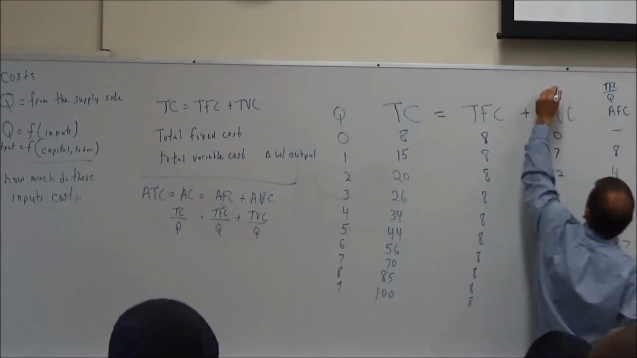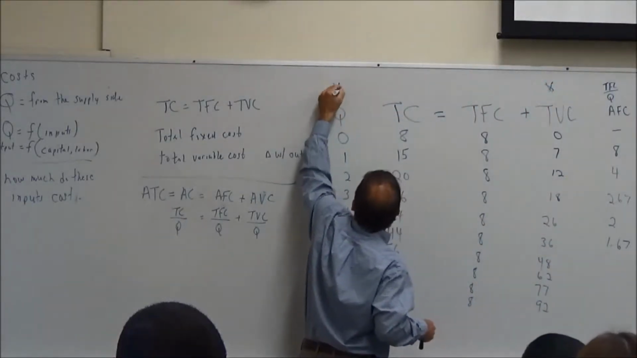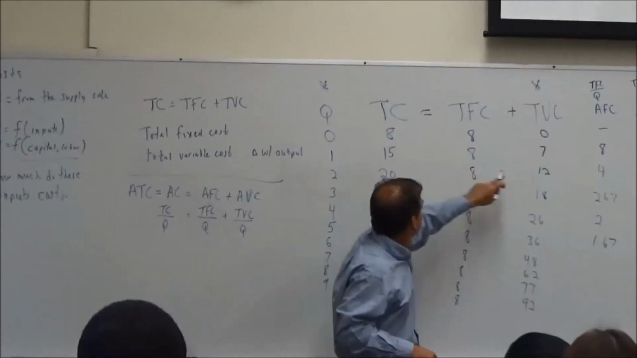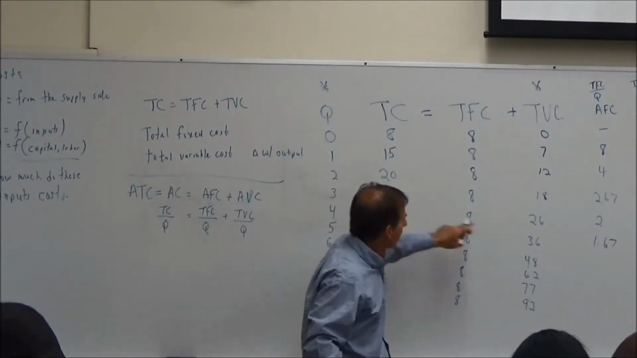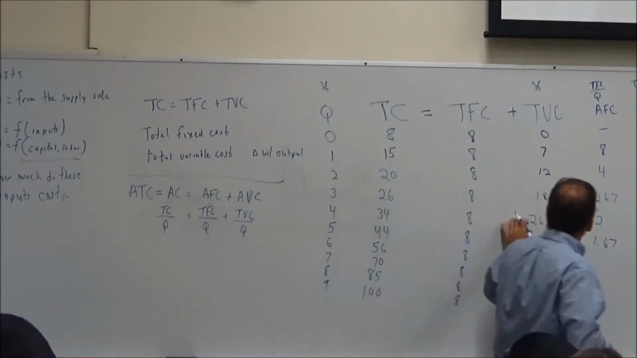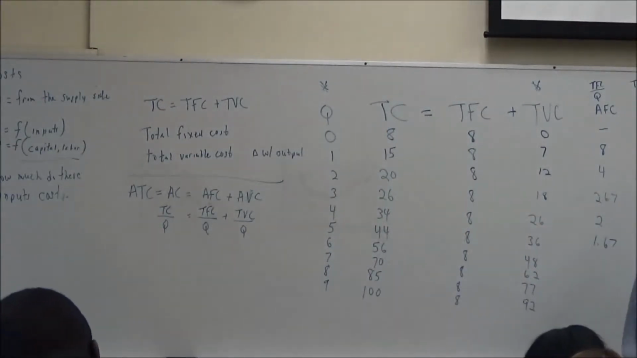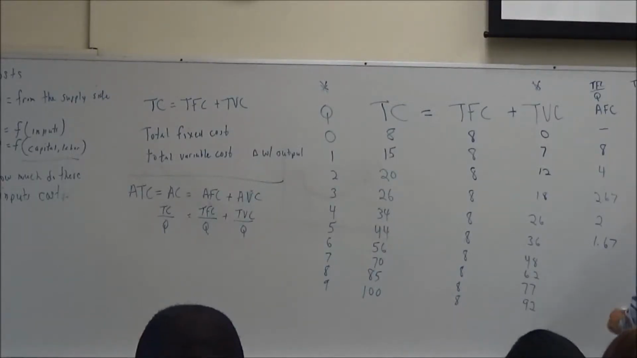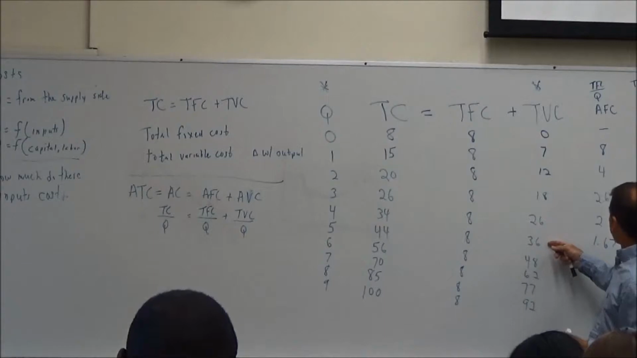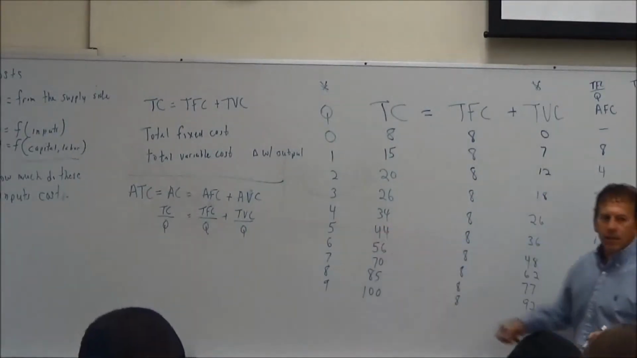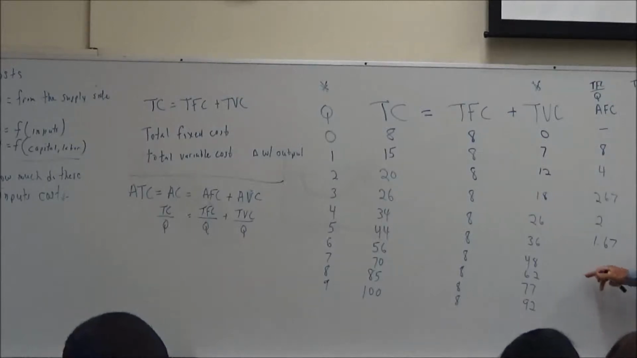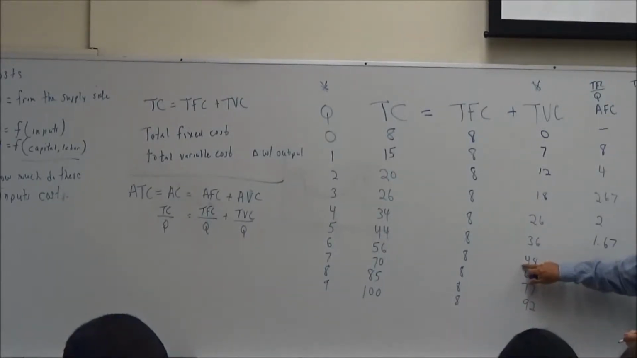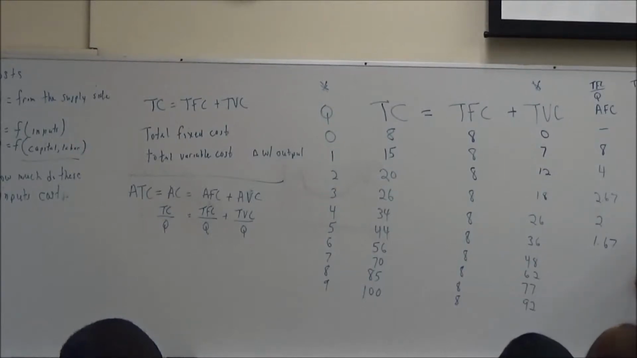I'm going with TVC, this column here and this column here. So 7 divided by 1, 12 divided by 2, 18 divided by 3, 26 divided by 4, etc. So 26 divided by 4 would be like 6.25 or 6.5. And then 36 divided by 5, 7.2. Keep me going here since you're on a roll. Okay, 48 divided by 6 is 8, yep. And then what?